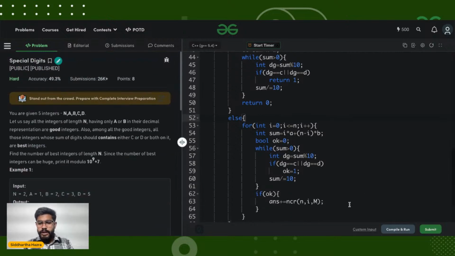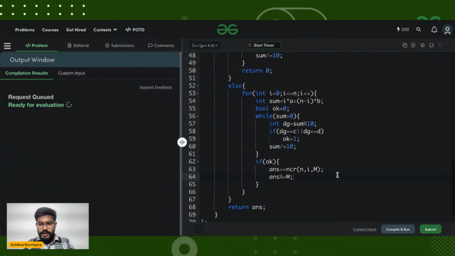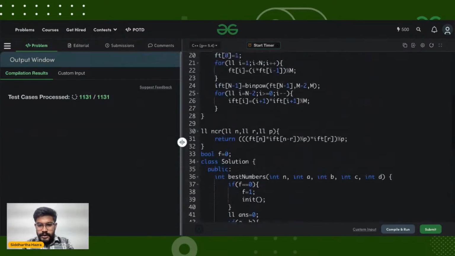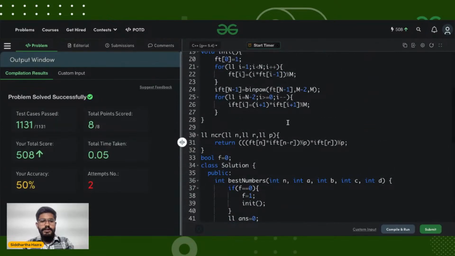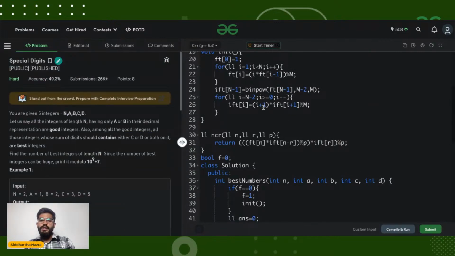Okay, seems like we are not able to get the answer. At each step we need to do modulo again. Answer plus, answer modulo equal to m. Now let's again hit this. Somewhere we are missing modulo. Yep, it is done. The only place I was missing the modulo was at that point. This was a long code.